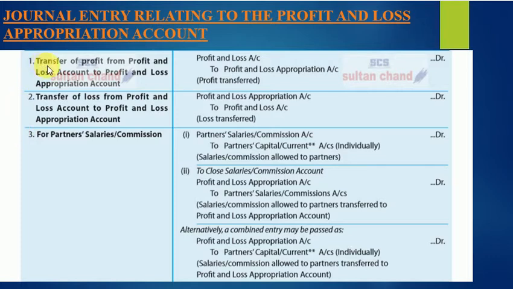So here comes the first journal entry, which is the transfer of profit from profit and loss account to profit and loss appropriation account. This is the entry: Profit and loss account debit to profit and loss appropriation account, being net profit transferred from profit and loss account to profit and loss appropriation account. In case of loss, the entry goes: Profit and loss appropriation account debit to profit and loss account, being net loss transferred from profit and loss account to profit and loss appropriation account.